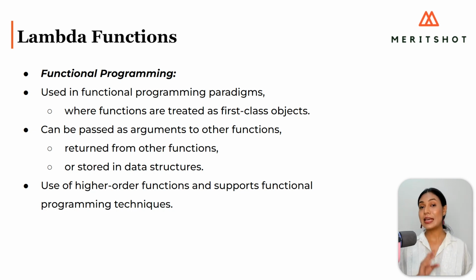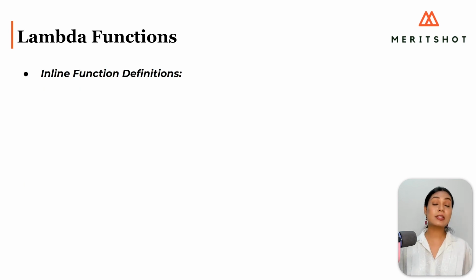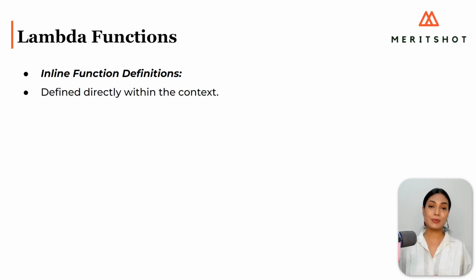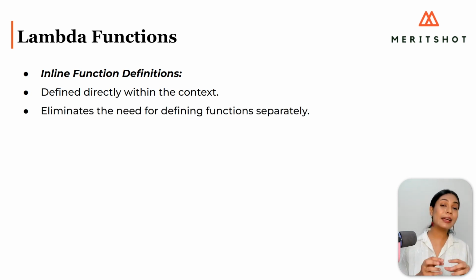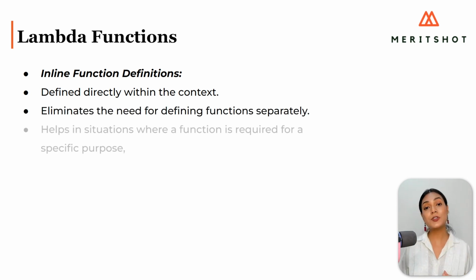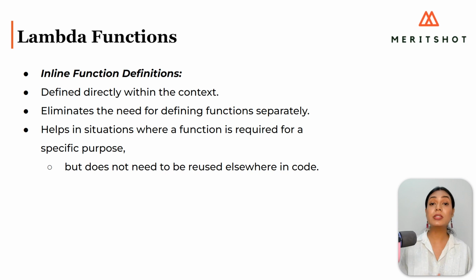Number three, inline function definitions. Lambda functions are defined directly within the context where they are used. This eliminates the need for defining functions separately and helps in situations where a function is required for a specific purpose but does not need to be reused elsewhere in the code.